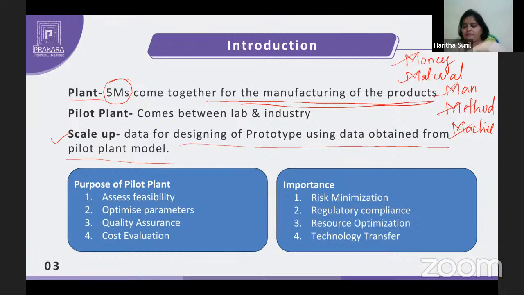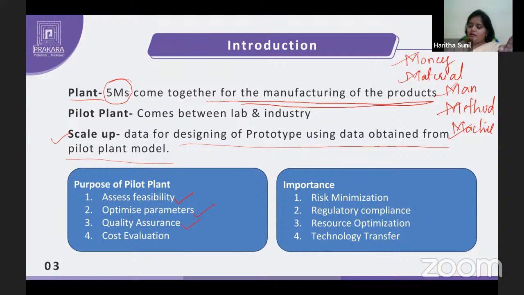Now let us see what actually the purpose of the pilot plant is. The first one is to assess the feasibility. Your pilot plant will test whether a laboratory process can be scaled up successfully and efficiently, considering process stability as well as reproducibility. When you are going for the larger scale, you have to see whether the procedure that you have implemented in the laboratory scale is going to work out or not. So in extra quantity, you're doing that in the pilot plant. And then you have to optimize the parameters, like temperature, pressure or mixing time, whatever you have used in the laboratory scale, whether the same thing can be used in the industry scale or not, you're going to test that in the pilot plant.